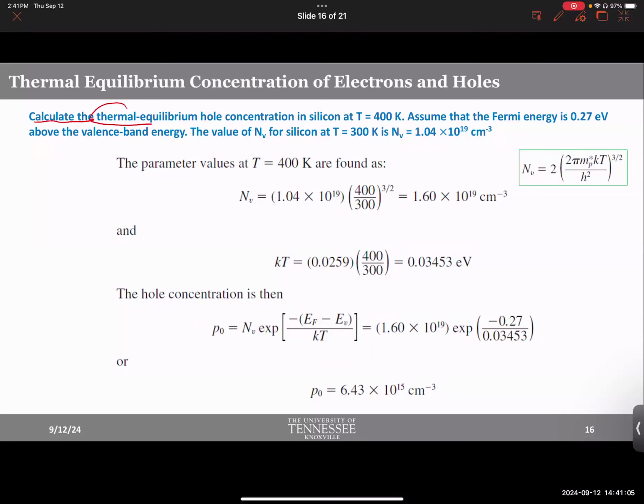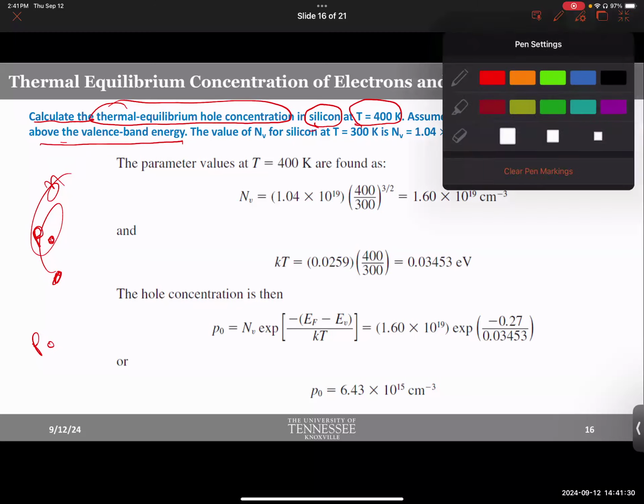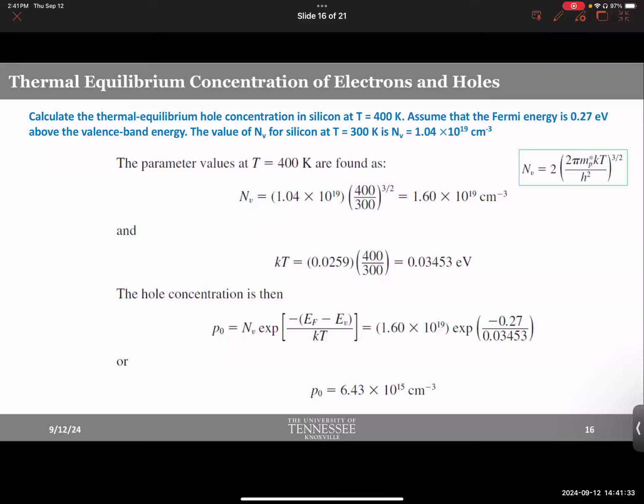Calculate the thermal equilibrium hole concentration. So P0, and I think I mentioned that 0 represents thermal equilibrium, and P represents hole, N represents electron. So we have to calculate P0 in silicon. So all of these are important clues, by the way. At 400 Kelvin temperature, assume the Fermi energy is some electron volt above the valence energy. We'll calculate all of them soon. And they have given us the value of NV for silicon as this. Okay, so all of this information is given.